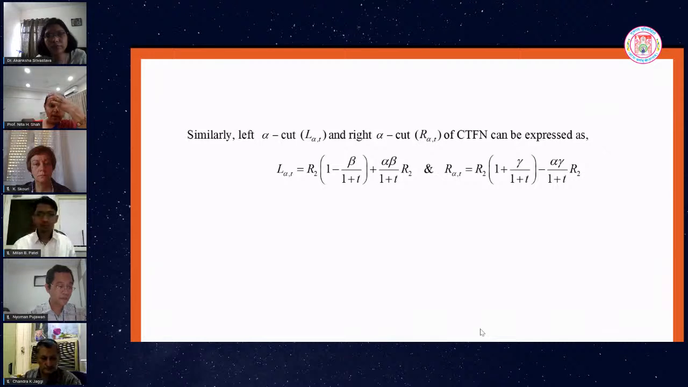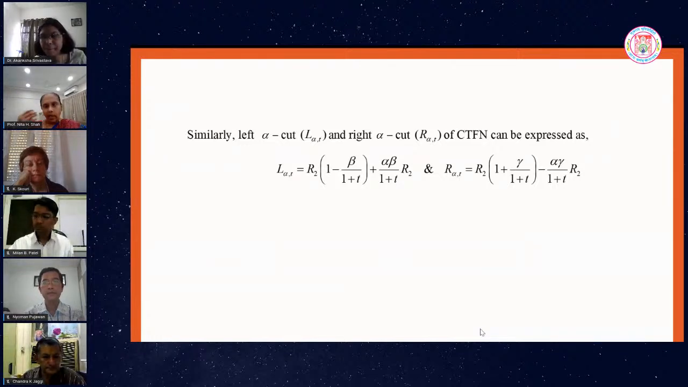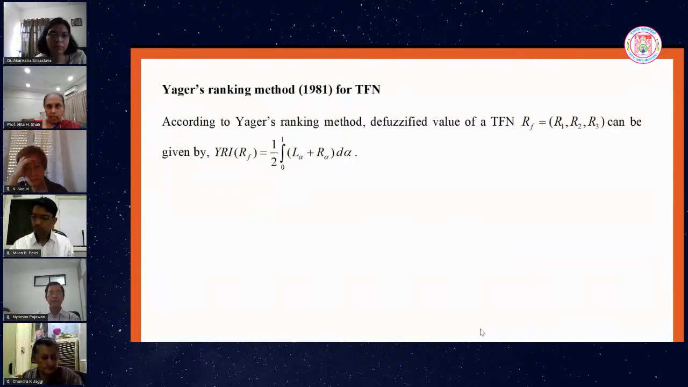And similarly, for the cloud fuzzy triangular number, we have alpha cuts. Our left alpha cut now will depend upon alpha and time. So we will say L alpha t is R2 into 1 minus beta upon 1 plus t plus alpha beta R2 upon 1 plus t. And on the right side, we will have R2 into 1 plus gamma upon 1 plus t minus alpha gamma R2 upon 1 plus t.